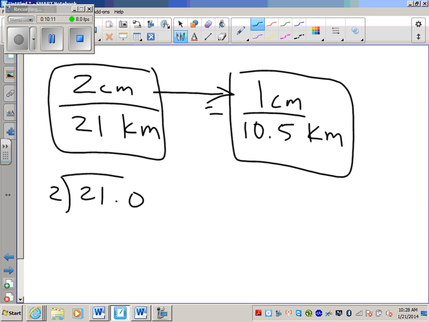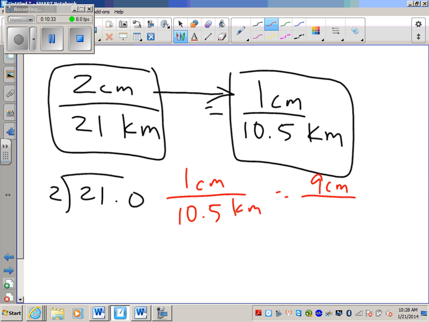So you want to do number 1 together? Let's do number 1 together. What scale do you want to use? The 2 centimeters to 21 or the 1 centimeter to 10 and a half? Okay, so let's set it up. 1 centimeter to 10.5, and it's 9 centimeters.